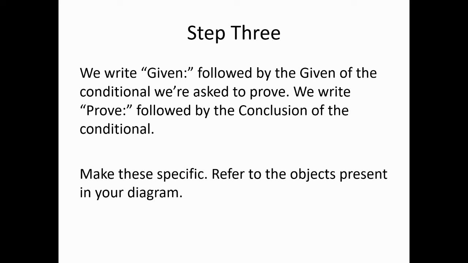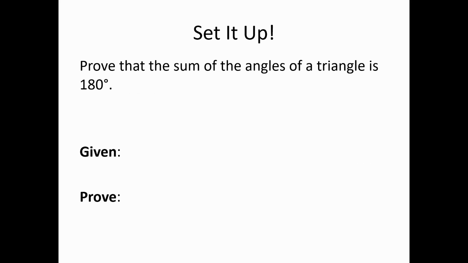And then prove, followed by the conclusion that we wish to prove, and that will refer specifically to the diagram that we have produced. Okay, so let's put all of this together. I've talked in general too much about this, so let's do this start to finish. So let us say that we wish to prove that the sum of the angles of a triangle is 180 degrees. Okay, so what is that in conditional form?